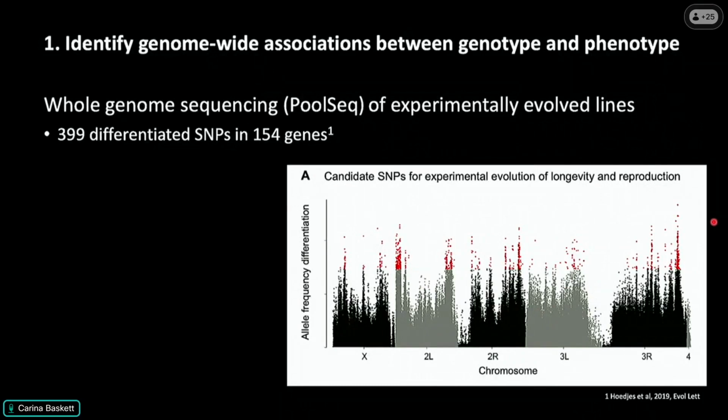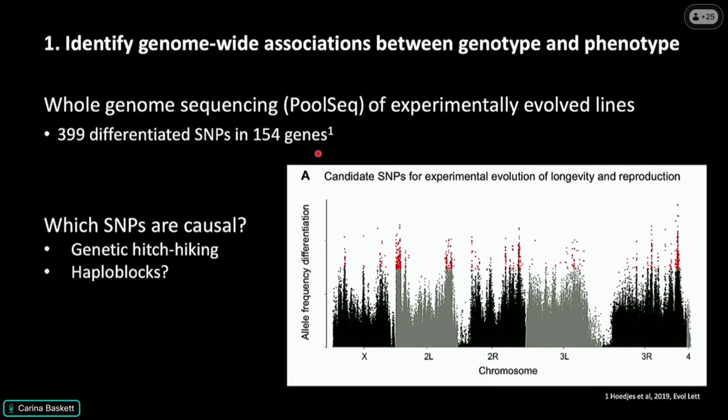And what we found was almost 400 differentiated SNPs in 150 genes. This is great. This is a nice data set, but it's still quite a bit. And if we look at this picture, this is a typical Manhattan plot in which you see all the SNPs that are in the genome.